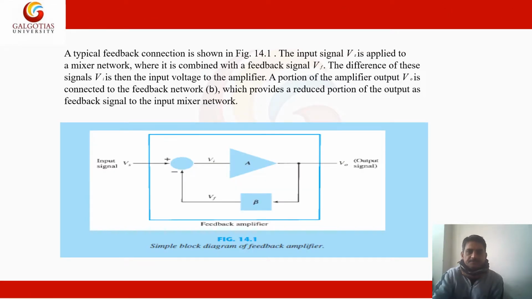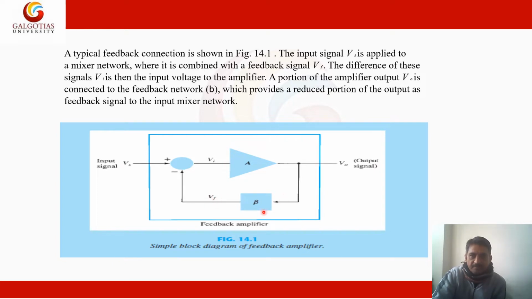So, a typical feedback connection is shown over here. The input signal, that is Vs, is applied to the mixer network, where it is combined with the feedback signal. Now this is the amplifier. We are giving the input to the amplifier, we are getting the output, and the output is given to the feedback. So the input to the feedback is the output voltage, and the output of the feedback is Vf.